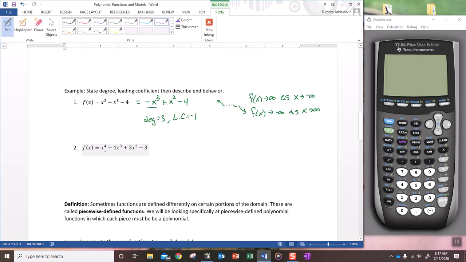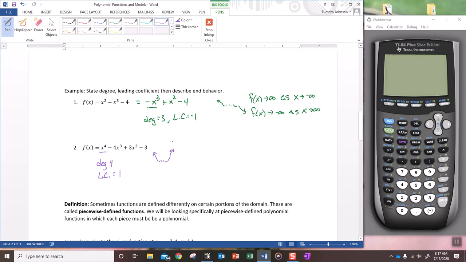This function is already written in descending order. All right, so x to the 4th is our leading term. So we know we have degree 4, which tells us both ends finish in the same direction. Our leading coefficient is 1, an unwritten 1 in front of the x, because it's positive. I know my end behavior, with whatever goes on in the middle: degree 4, they finish together.